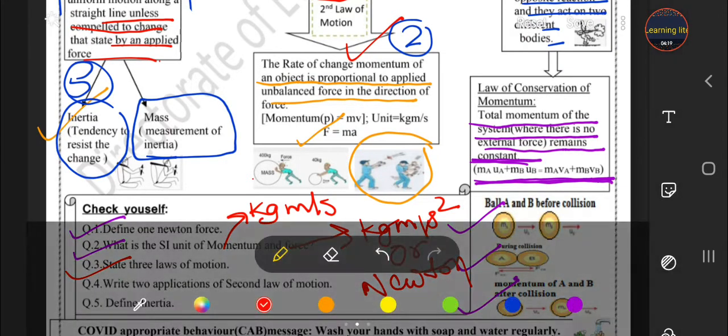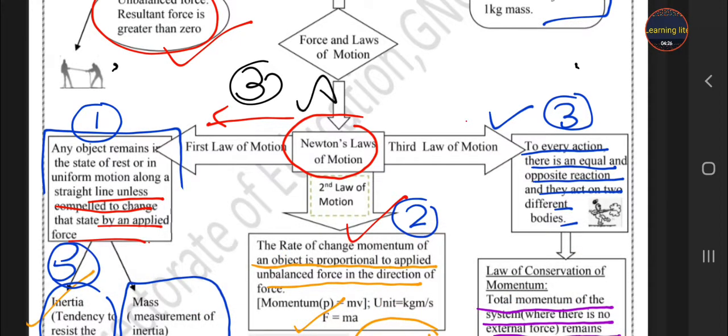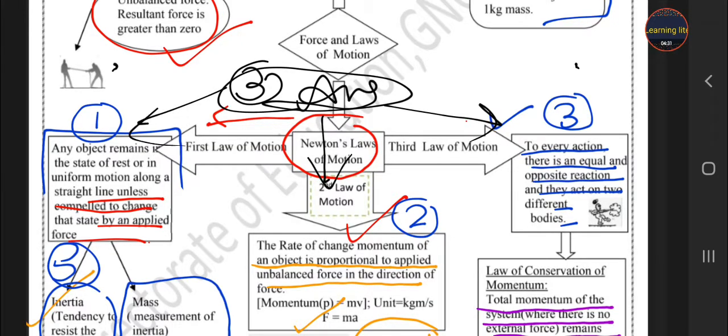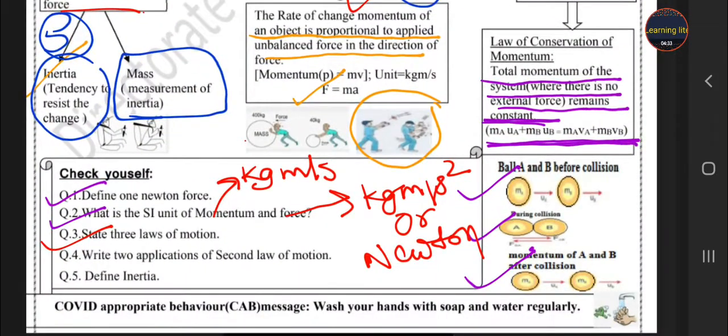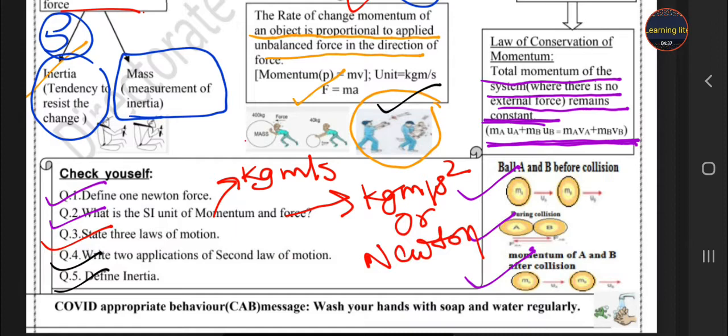Third question, state the 3 laws of motion. So you have to state these 3 laws, student. This is your third answer. 1, 2, 3. You have to state these 3 laws. Fourth one, write 2 applications. First, I told you that a cricketer pulls his hands back at the time of catching to avoid the injury. Second, a karate player hits the ice slab suddenly to decrease the time and increase the force.